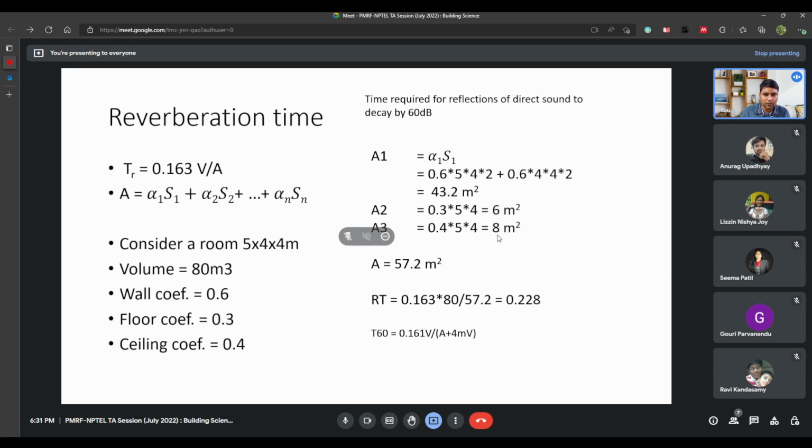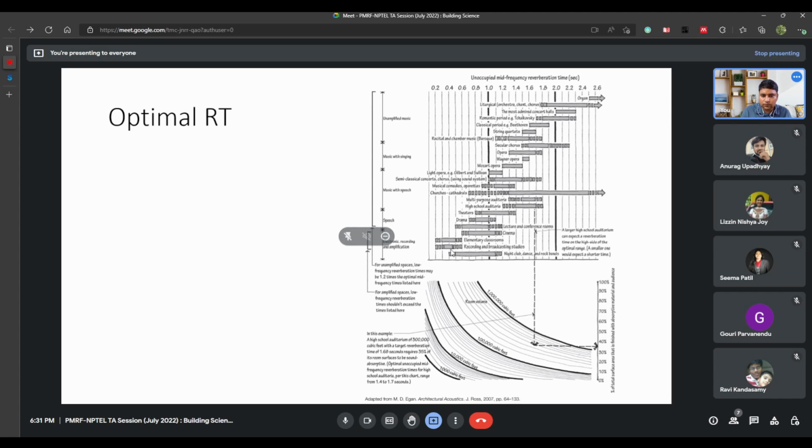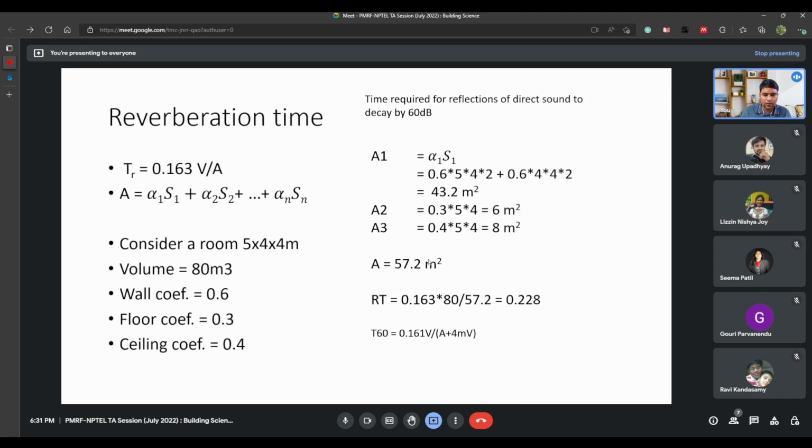Here for an example, a small room of 5 meters by 4 meters with a height of 4 meters has a wall absorption coefficient of 0.3, floor of 0.3, and ceiling of 0.4. It yields an RT of 0.228. And till this, I think I was telling in the last class.